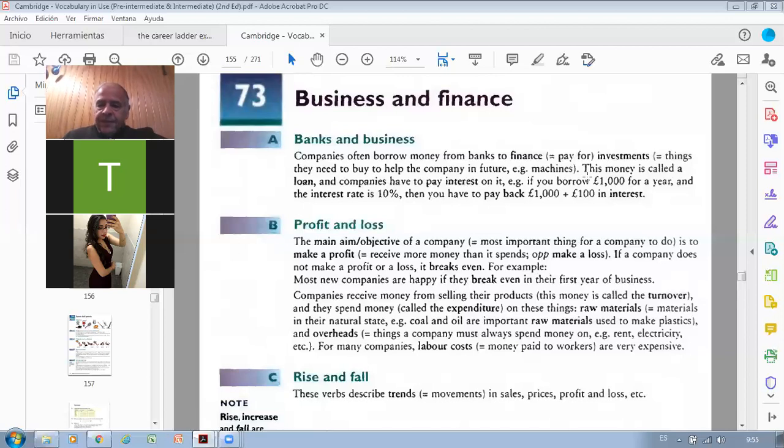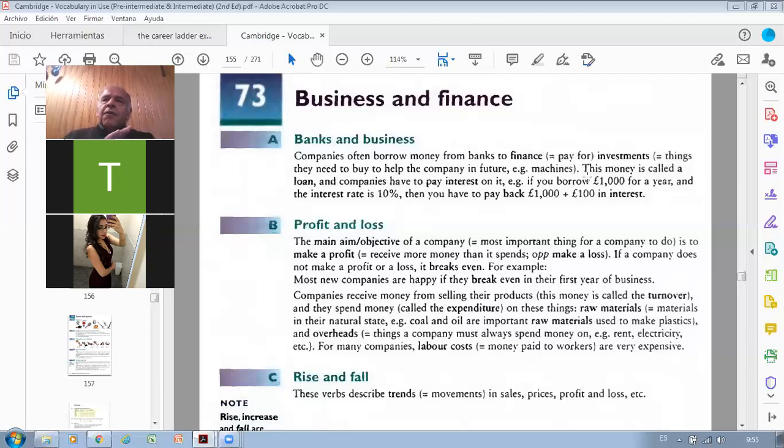If a company does not make a profit or loss, it breaks even. For example, most new companies are happy if they break even in the first year of business. All right. So you have 3 terms in here: to make a profit, to make a loss, or break even.